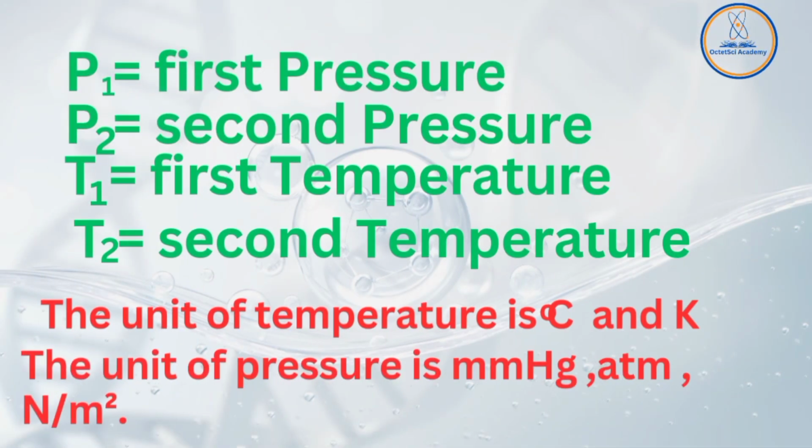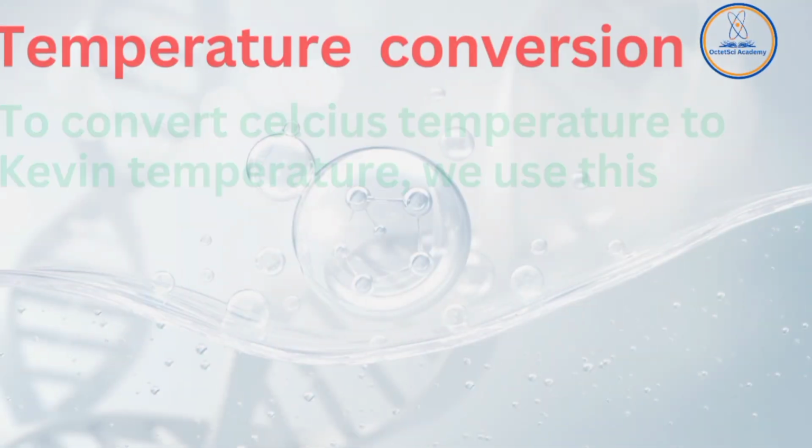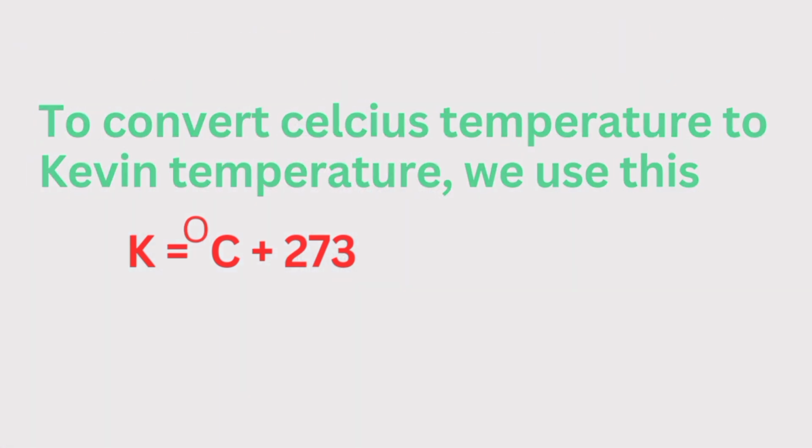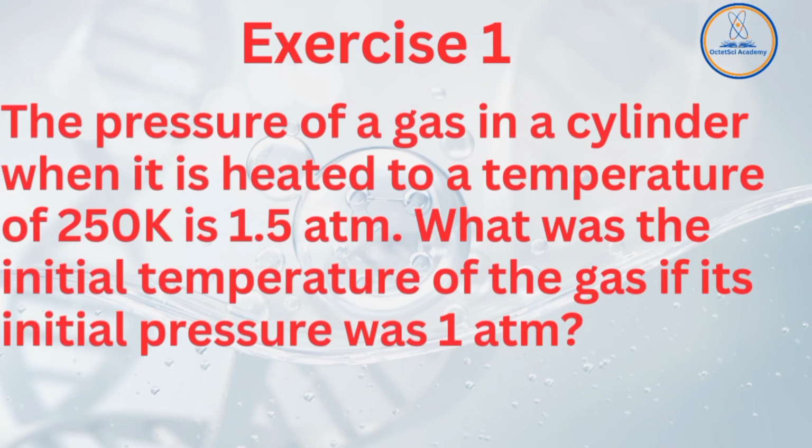So P1 equals the first pressure, P2 means the second pressure, T1 the first temperature, T2 the second temperature, and these are the values for our temperature and pressure. And this also is the conversion rate from degrees Celsius to Kelvin. In case our temperature is given in degrees Celsius, we can easily convert to Kelvin using that formula. So the first question goes here.